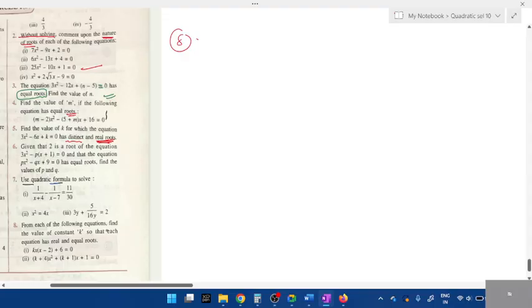For each of the following questions, find the value of the constant k so that each equation has real and equal roots. Whenever I say equal roots, what do you have to consider? Which concept is this when the words real and equal roots are given? Discriminant, right? Root's nature. You have to find the root's nature.